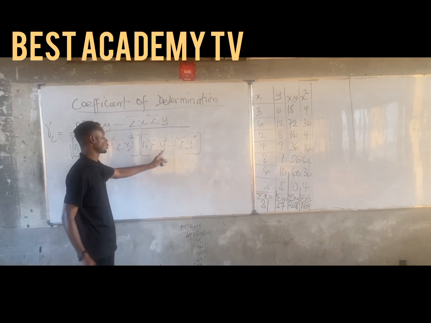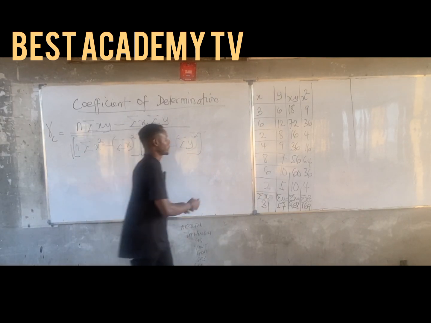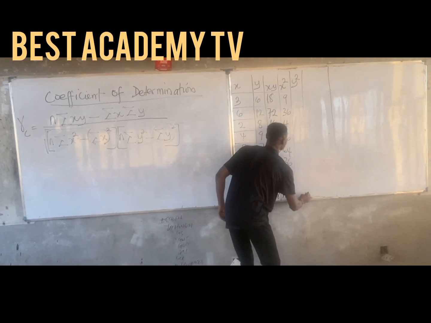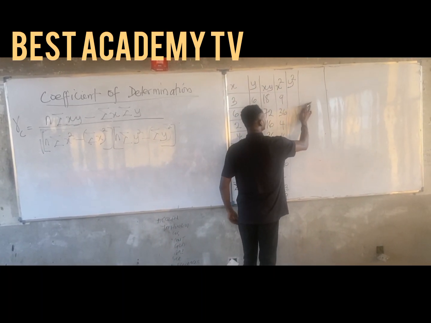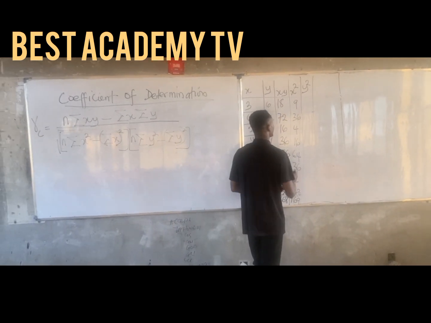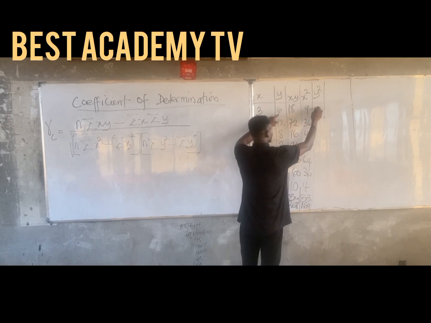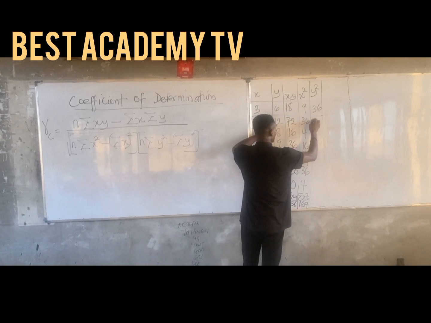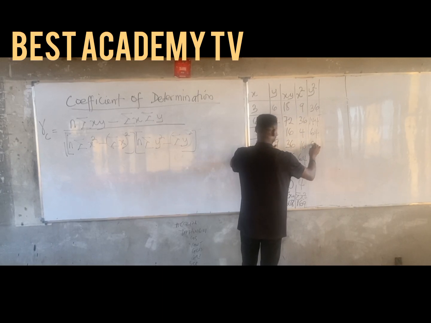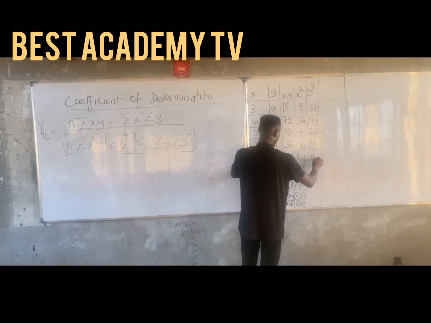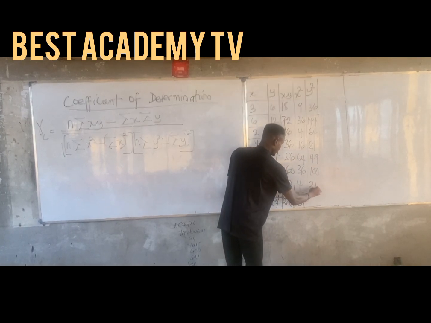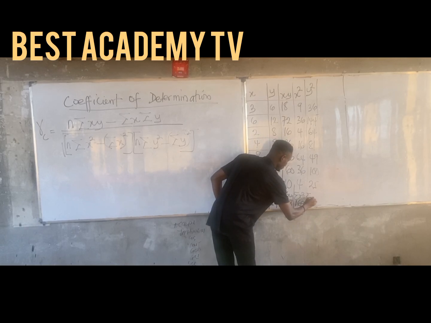The next thing left is what? Sum of, that is y squared. Okay, now y squared here, please take note of this. Let's get y squared. Y squared here is going to be, square this is what? 36. Please take note. Square this is what? 144. Square this is what? 64. Square this is what? 81. Square this is what? 49. Square this is what? 100. Square this is what? 25.